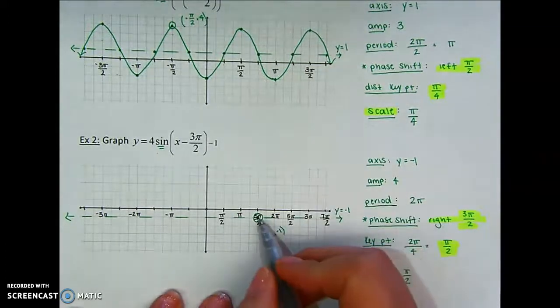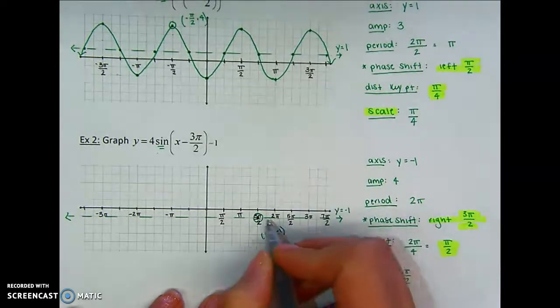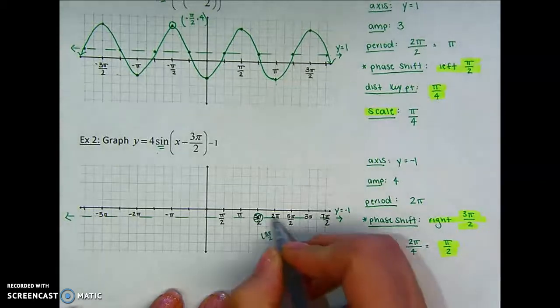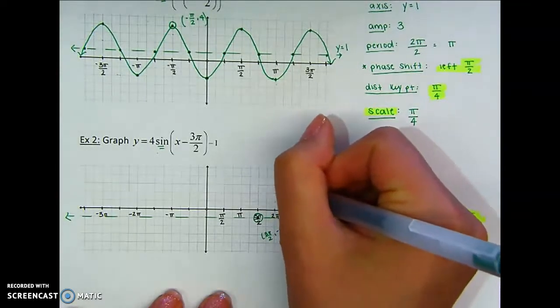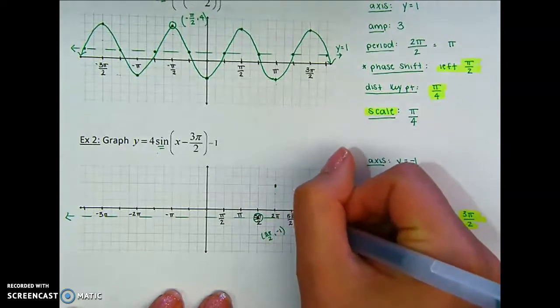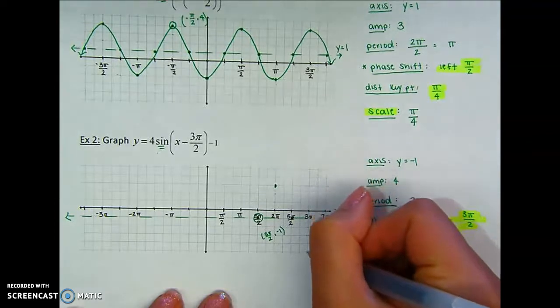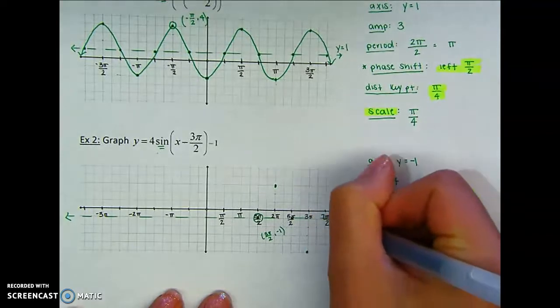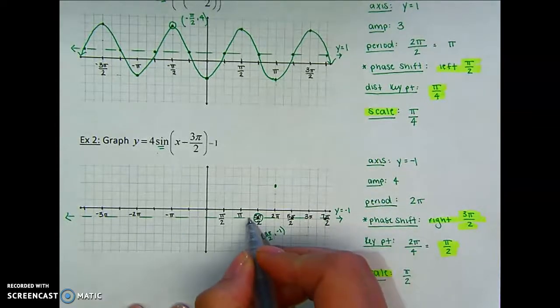So sine starts on the axis and then goes to the max, so we're going to go right pi over 2, key point distance is pi over 2, and we're going to go to the max, so up 1, 2, 3, 4. Back down to the axis, and then down to our min, 1, 2, 3, 4. Axis. And then following that pattern, going the other way.